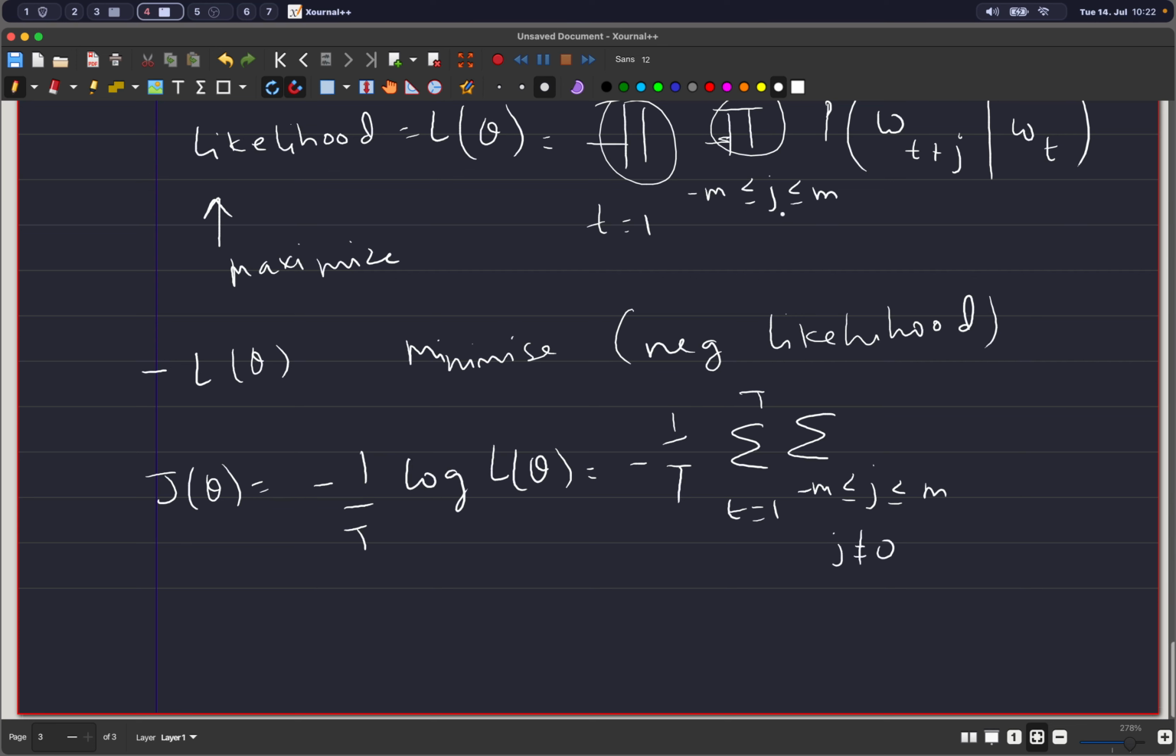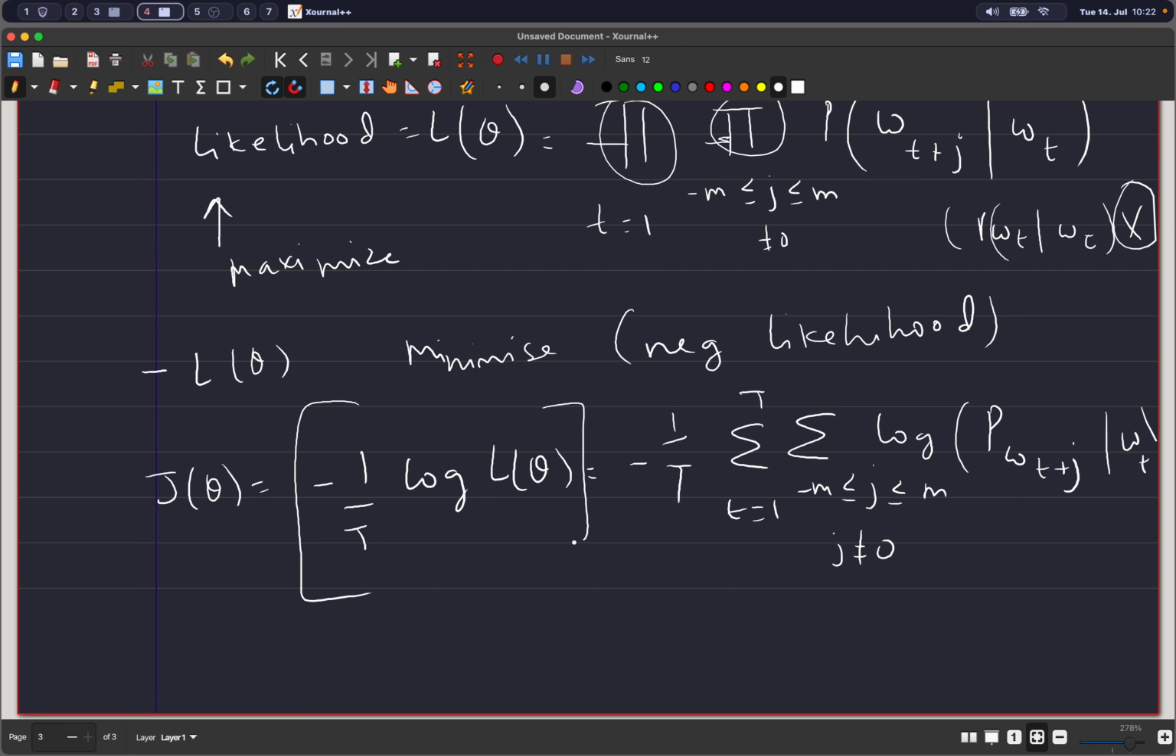We are not trying to look at the probability. Let me write it here as well. What it means is that we do not care about the probability of word t given the word t. That is not what we want. So we are skipping that. And here we will have log probability of w t plus j given w t. Very simple to understand. Now the goal is to minimize this function. This is our objective function that we want to minimize.